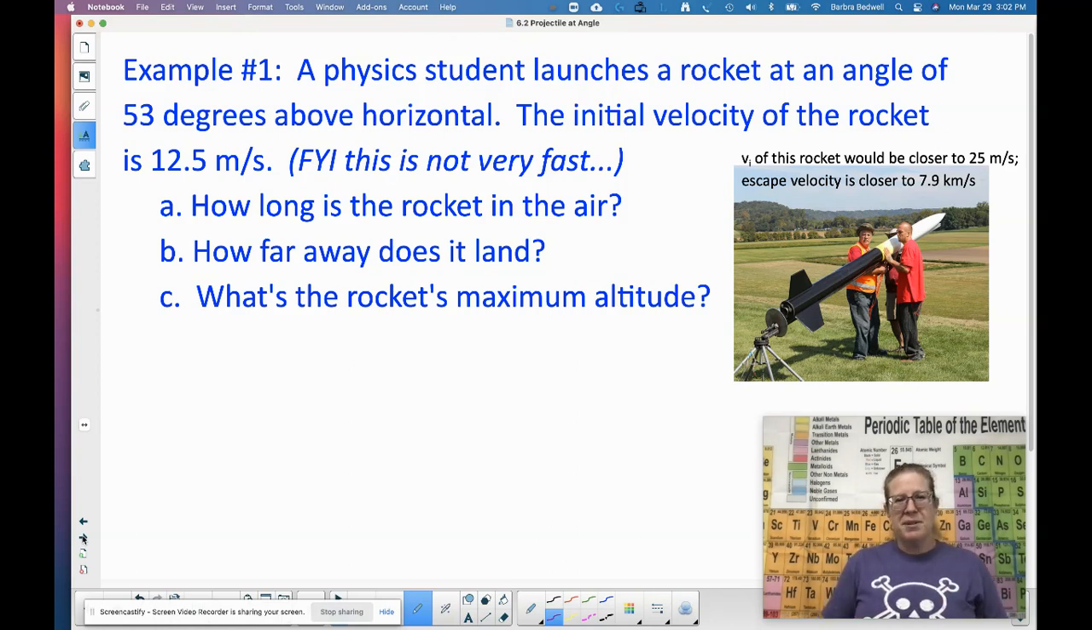But so we've got some questions. How long is the rocket in the air? So that's a time. How far away does it land? That's range. And what's the maximum altitude? So those are the three things that we're going to try to solve as we're getting this.